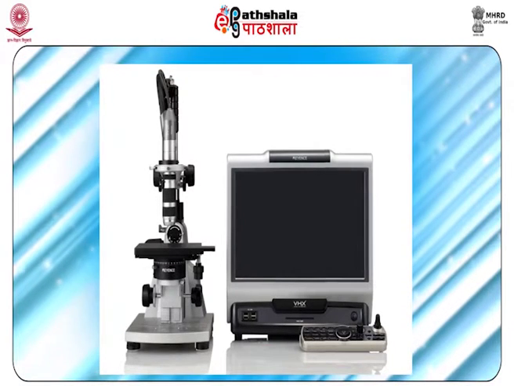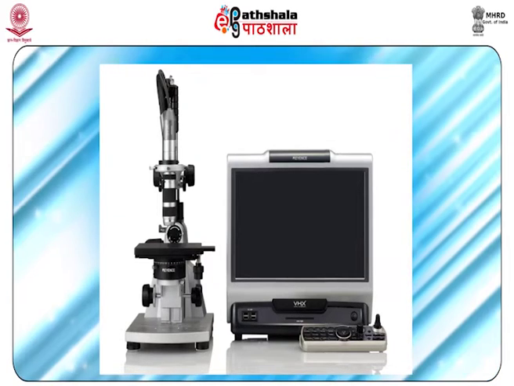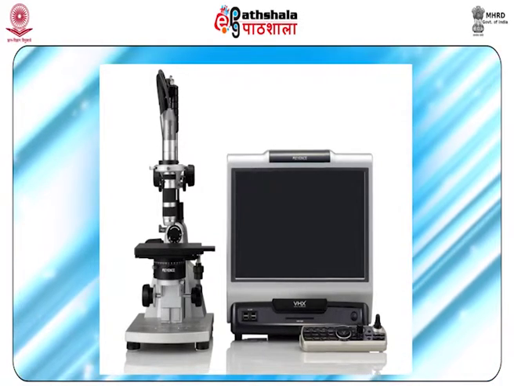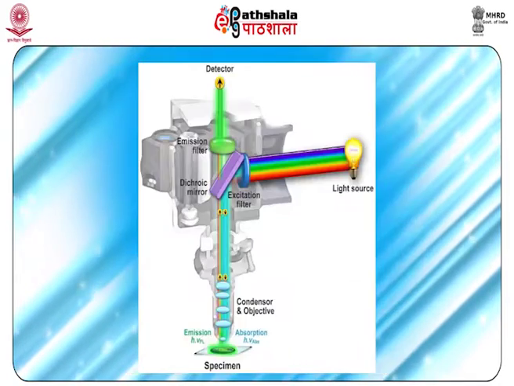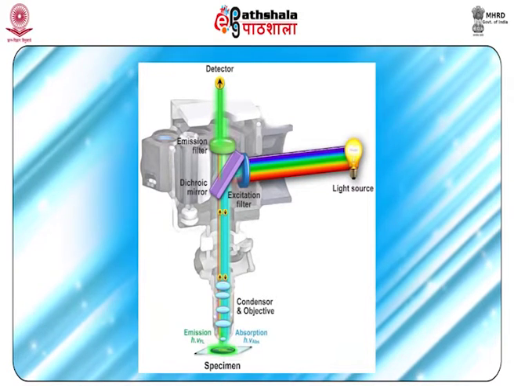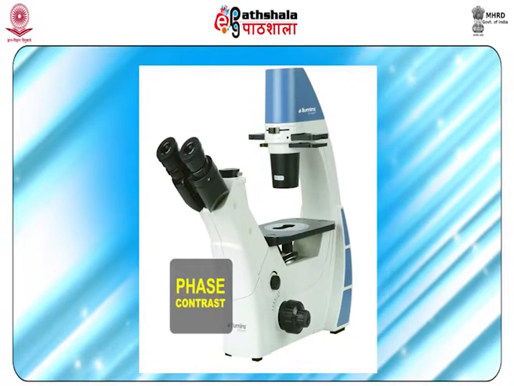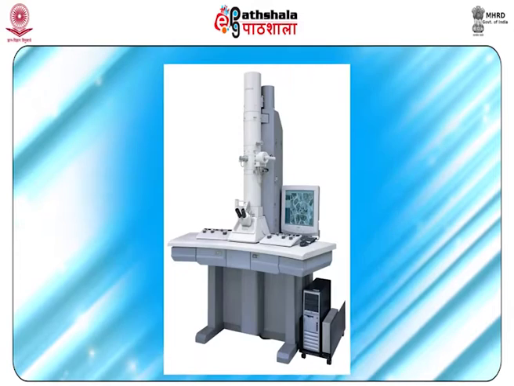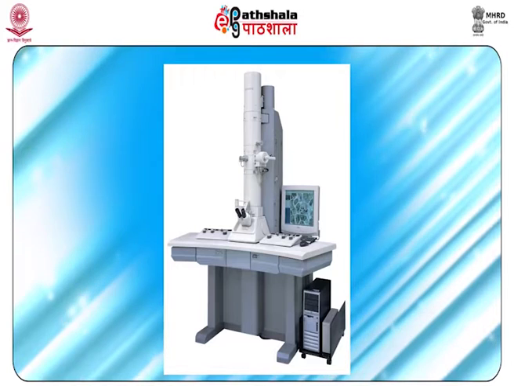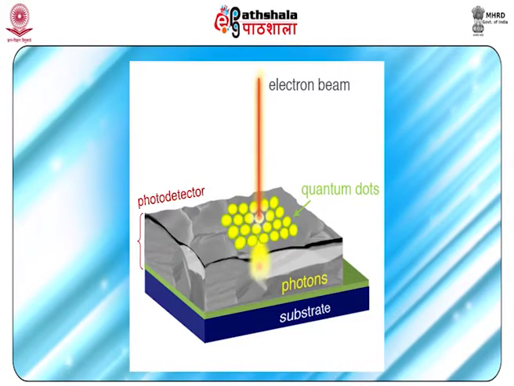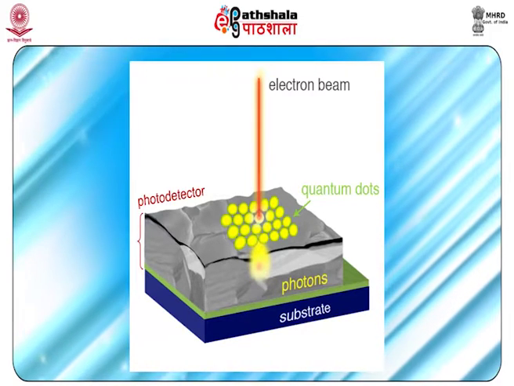There are many different types of microscopes. Out of all, the most common is the optical microscope, which uses a light source to image the sample. Fluorescence microscope and phase contrast microscope are the brilliant examples of optical microscope. Other major types of microscopes are the electron microscope, which uses a fine electron beam to magnify the object.